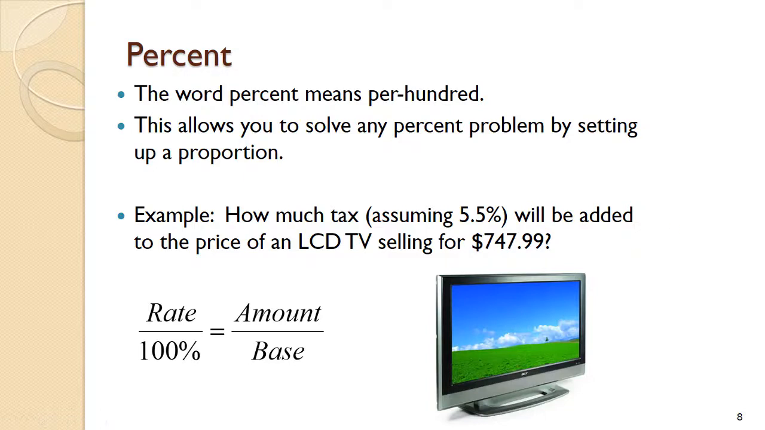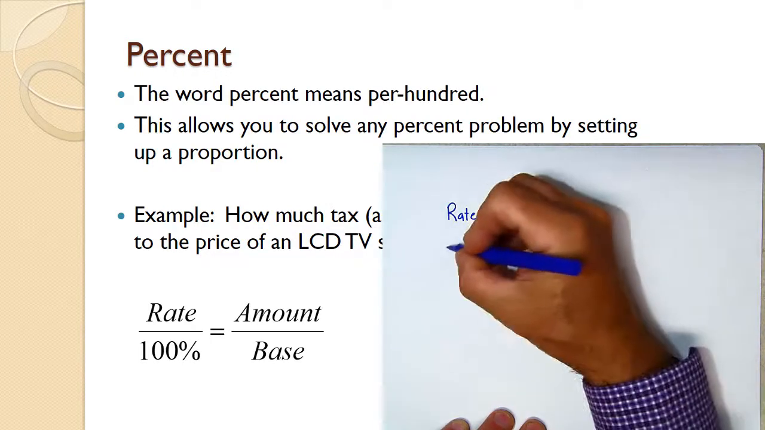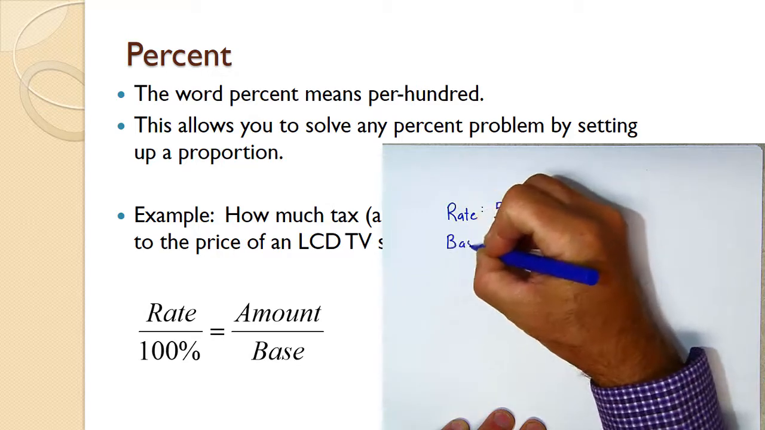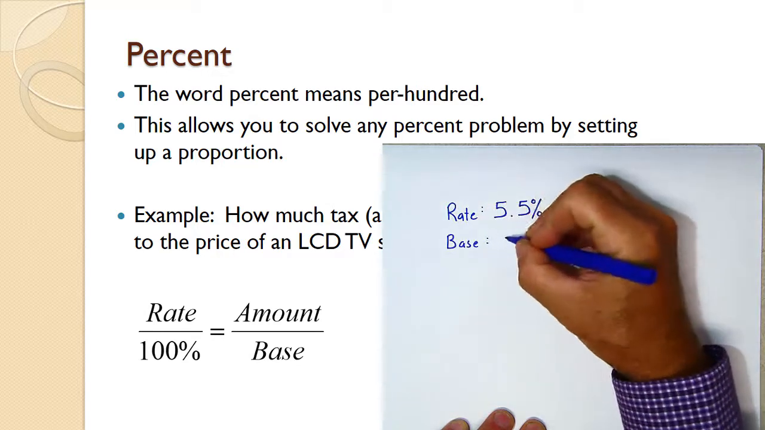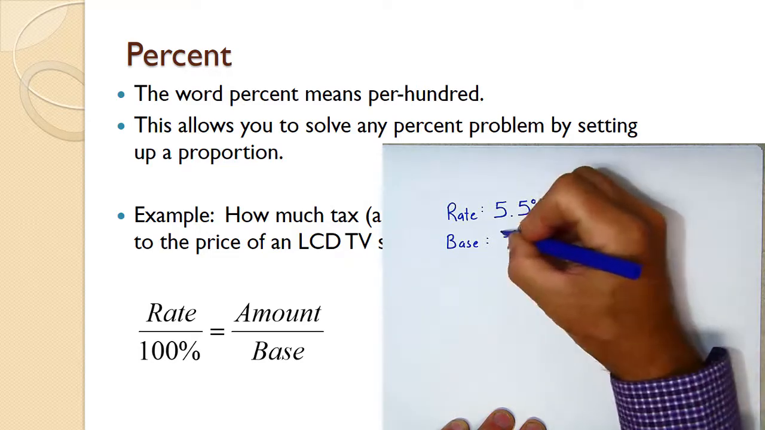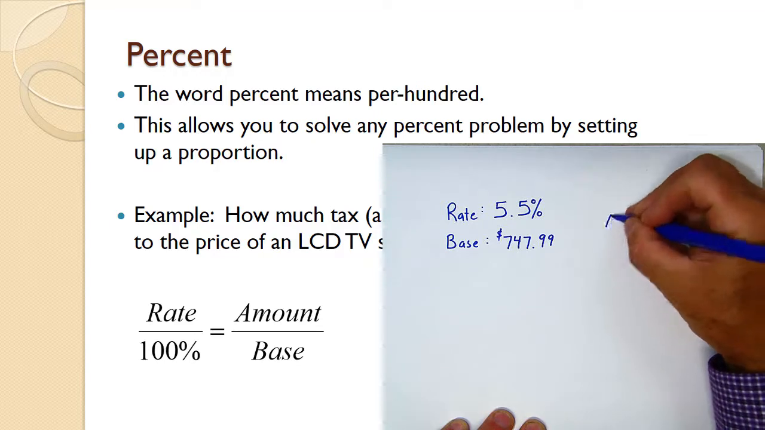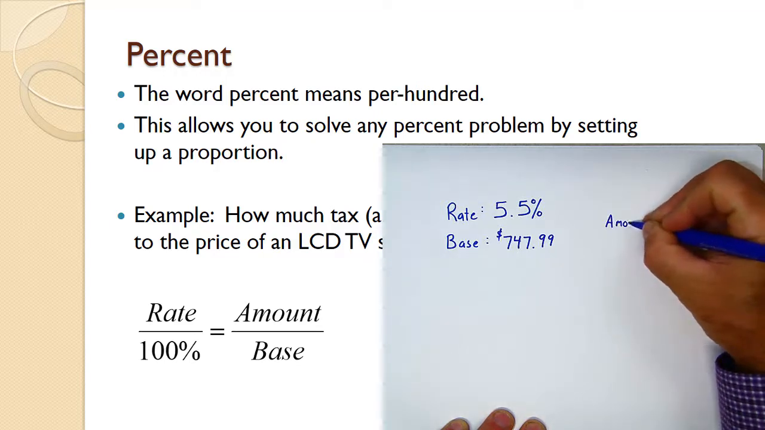$747.99? Well, let's note here, first of all, that we can easily identify the rate. The rate is our percentage, and in this case, that is 5.5%. The base would be the regular price of this TV, the whole thing, and so our base in this problem is going to be $747.99. And what we're trying to find is the amount, that is to say the amount of tax that will get added on.